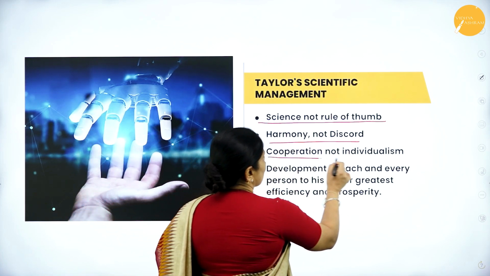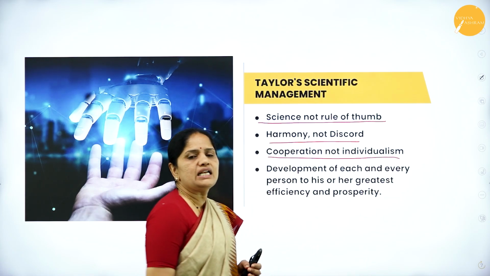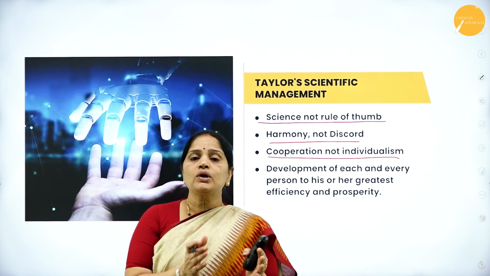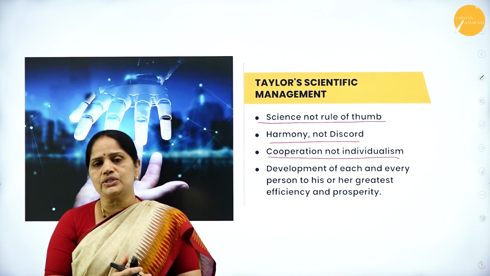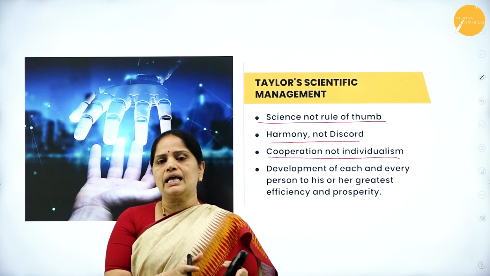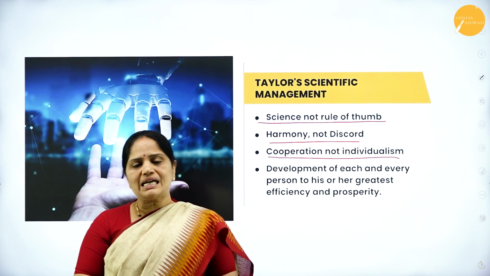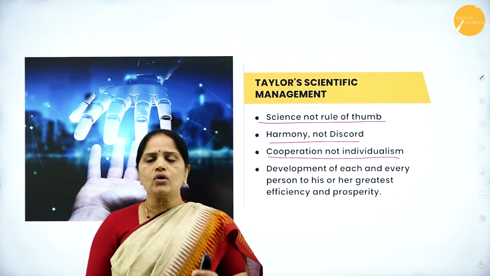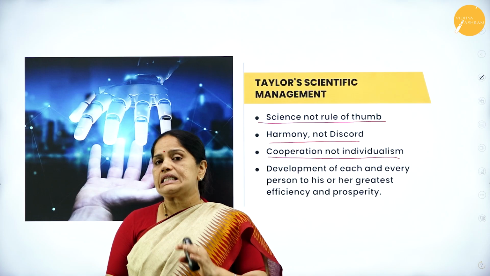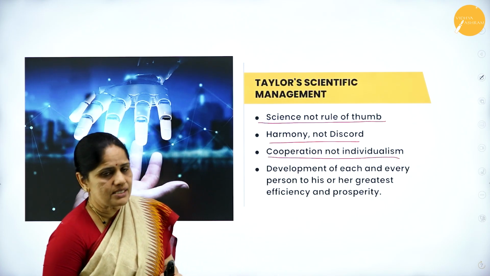Then the next one is cooperation, not individualism. So he also says that there should be proper cooperation between the individuals, that is, cooperation between the workers in the organization. So they have to work as one team and they have to cooperate with the management wherever possible, in order to see that the organization runs well.